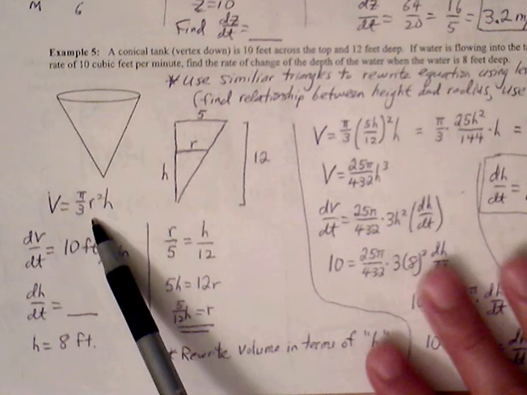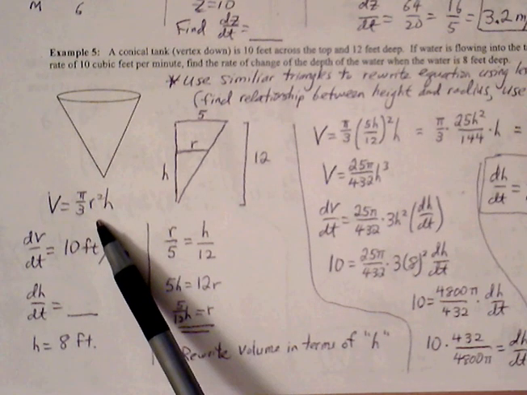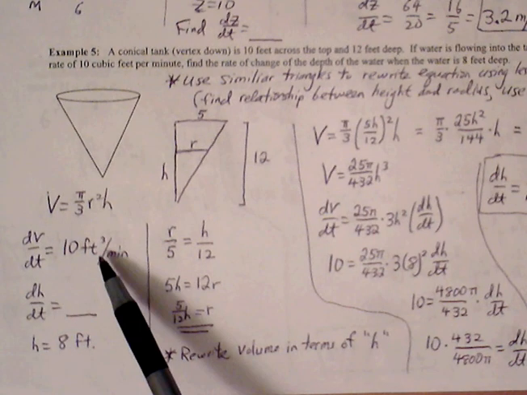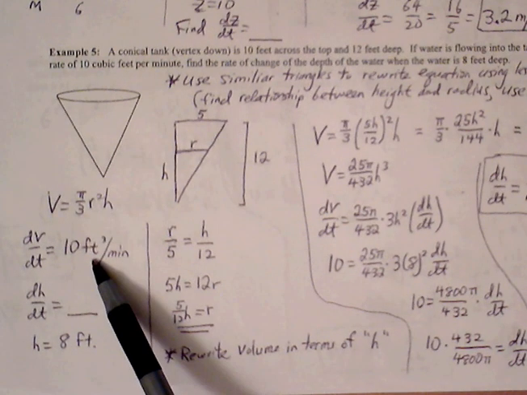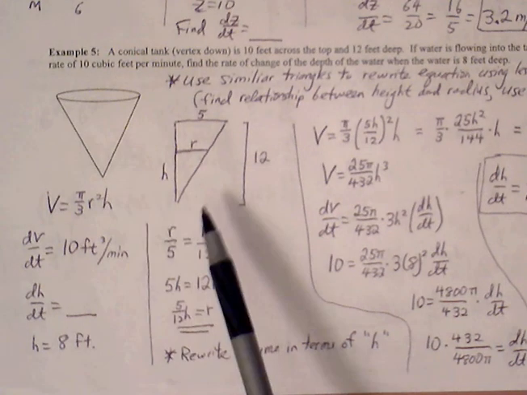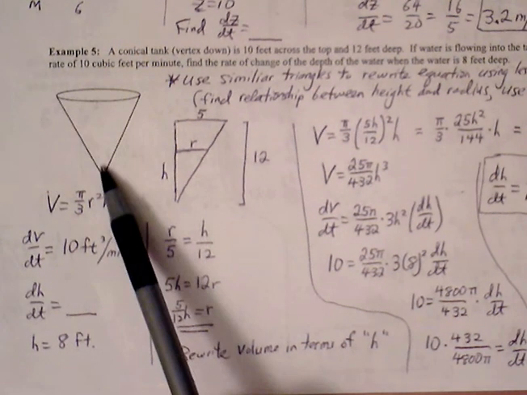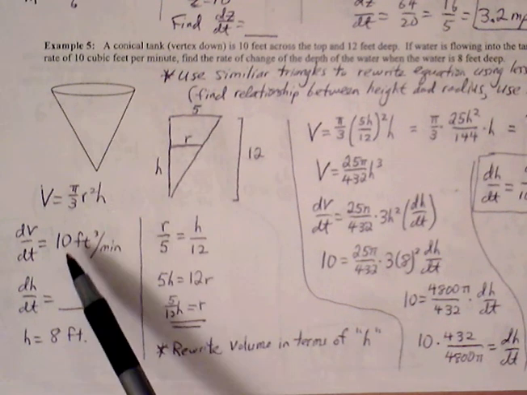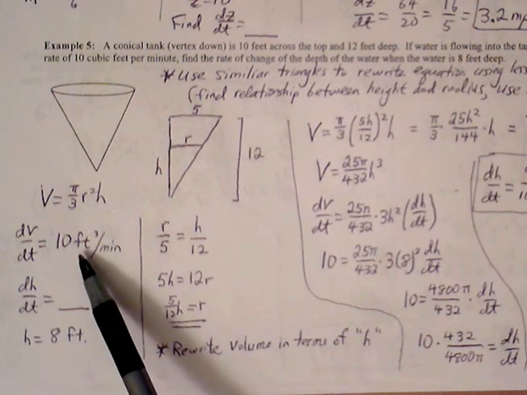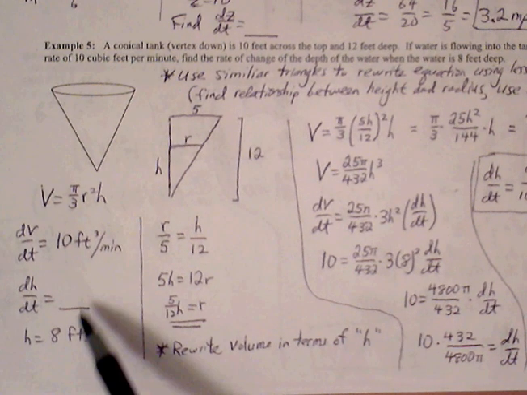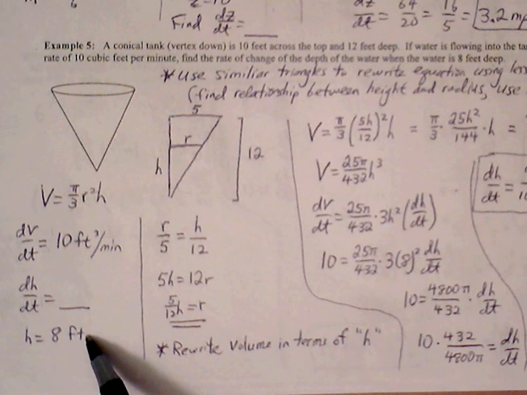So the formula for a cone is pi over 3 r squared times h. dV dt is 10 cubic feet per minute because water is flowing into the tank, so it's filling up the tank, so we know volume is going to be increasing over time. So it makes sense that we have a positive rate of change for volume. dh dt is what we're looking for at the moment when h is 8.